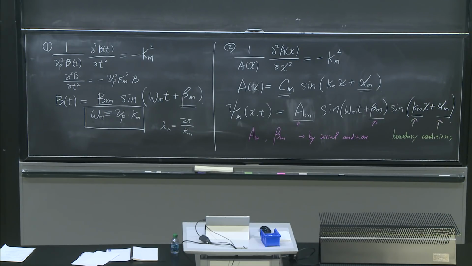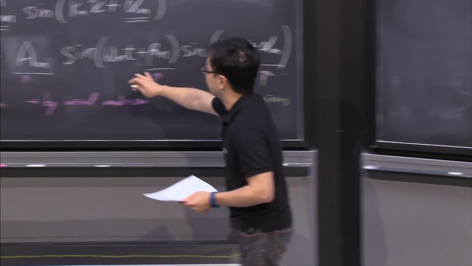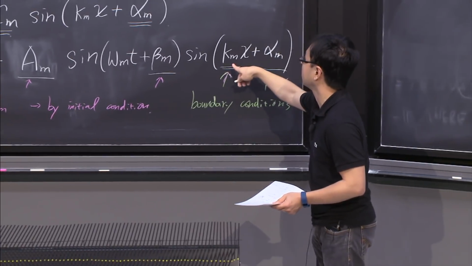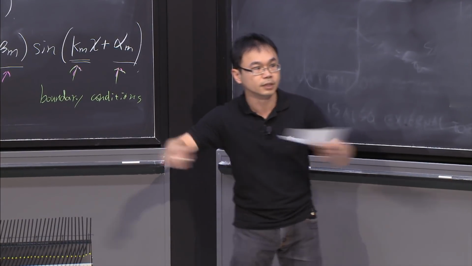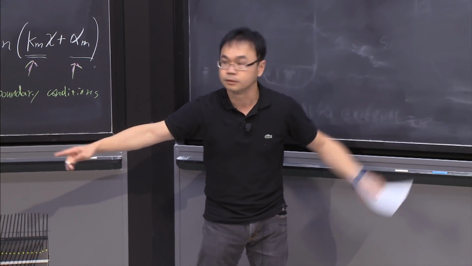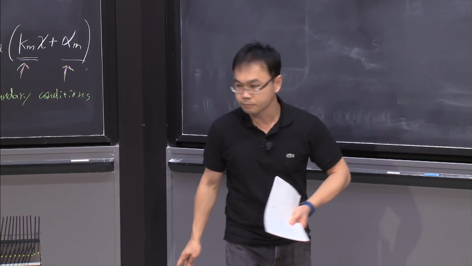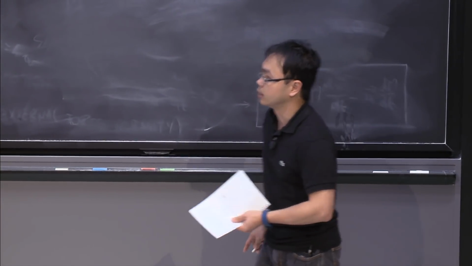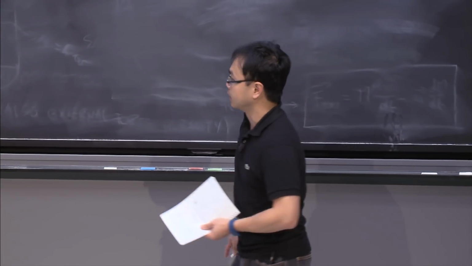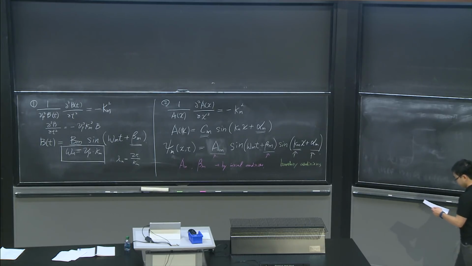Let's take a look at the situation. This equation, and all the possible k_n, are allowed when we talk about an infinitely long system. So far, we have not imposed any boundary conditions. What I'm going to do now is to show you an example boundary condition and see how we can actually fix k_n and alpha_n.